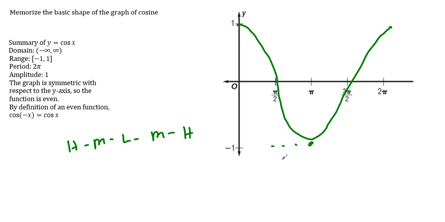Okay, so cosine, domain is all real numbers. Range is the same. Period is the same. Amplitude is the same. But here, and we'll explain this possibly in the future, we have this situation. Look on your unit circle, and you can see this very clearly. Cosine of negative x is going to be the same thing as cosine of x. So it's going to be an even function. All right, I think that is it.